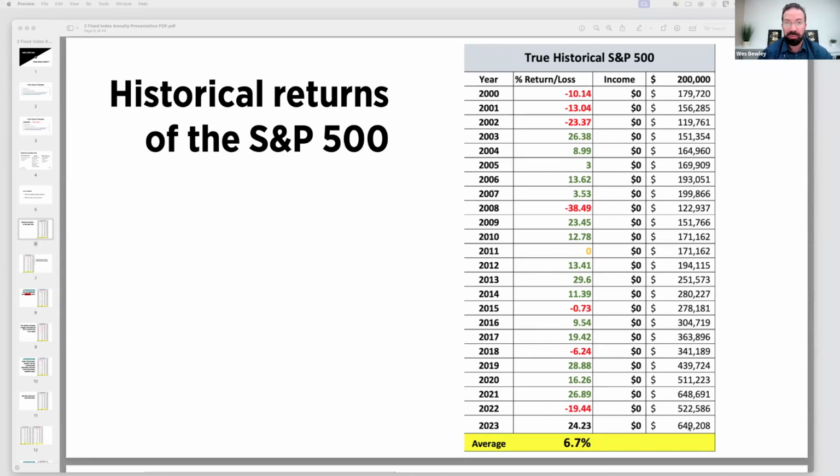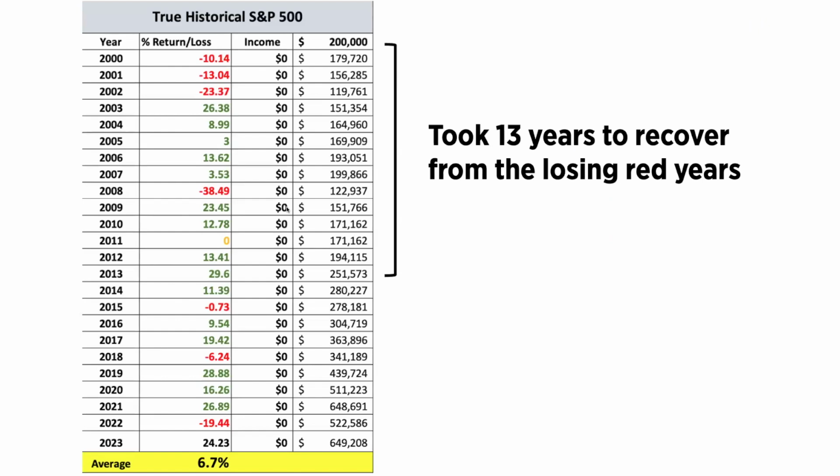So you've tripled your money. Nobody would argue that that's exciting, right? I certainly wouldn't. That's really not bad. But what I want you to look at is, when it was 200,000 and started out, it immediately drops to 179,000 because the market took a 10% hit that year. And then the second year, it drops to 156,000 because the market took a 13% nosedive that year.